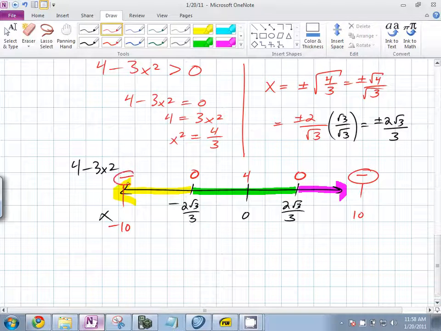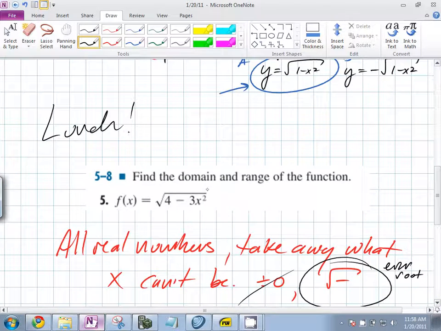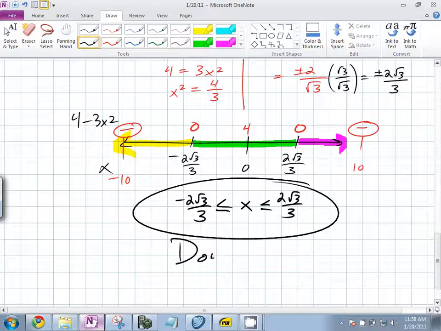So now what do we know? Where is it positive? Between 2 root 3 over 3 and negative 2 root 3 over 3. Can x be equal to 0? Yeah, it can. Why? Is it okay if 4 minus 3x squared is 0? Yeah, what's the square root of 0? That's fine, right? So can they be equal to? So this right here is the domain. Because when x is between those two values or equal to those two values, the radicand is either positive or 0.